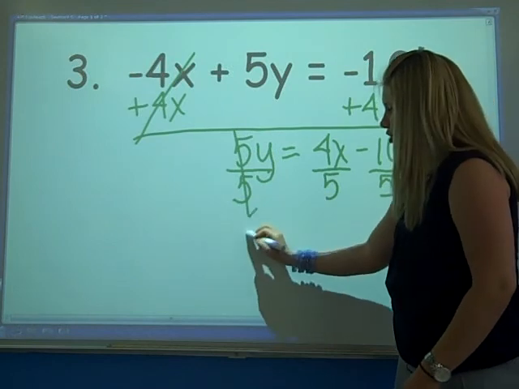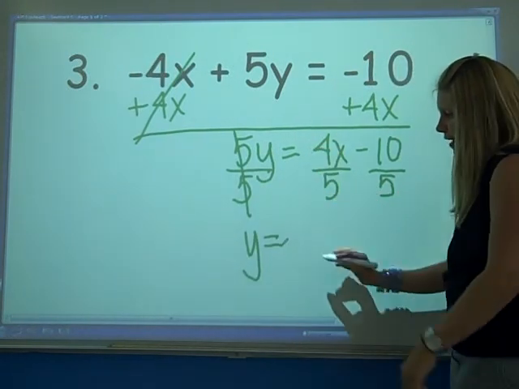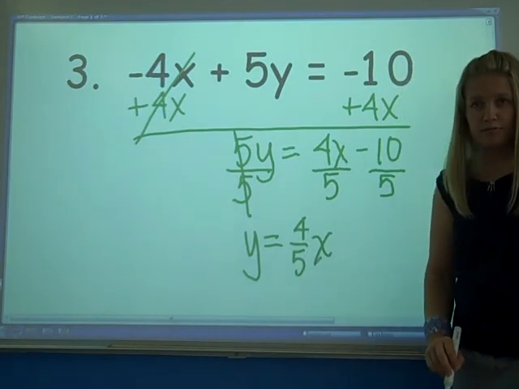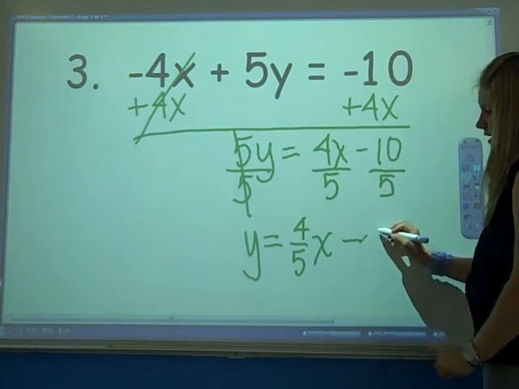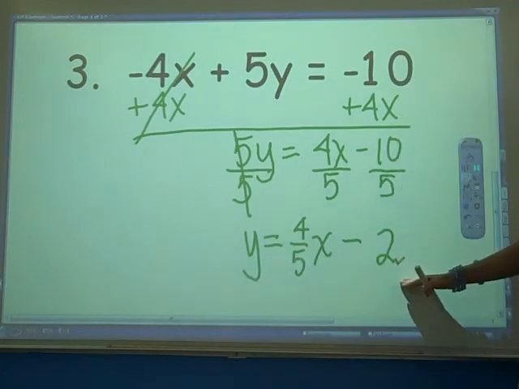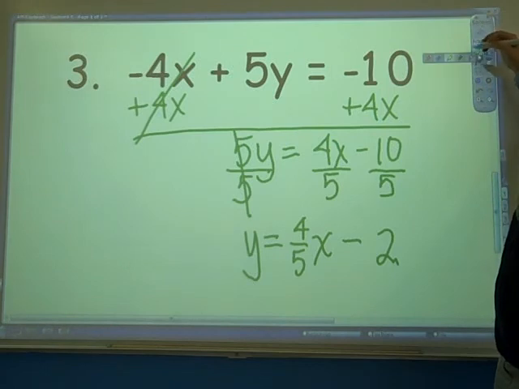This cancels out. You're left with y equals 4x divided by 5, which is like 4/5 x. I just made it into a fraction, minus 10 divided by 5, 2. Now it's in y equals mx plus b form. This is a hard one. We'll do more of these in class, so if you're having a little trouble, it's okay.